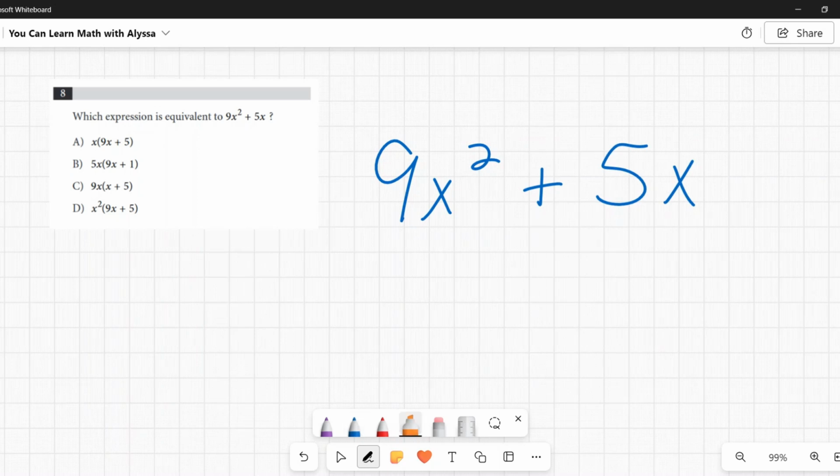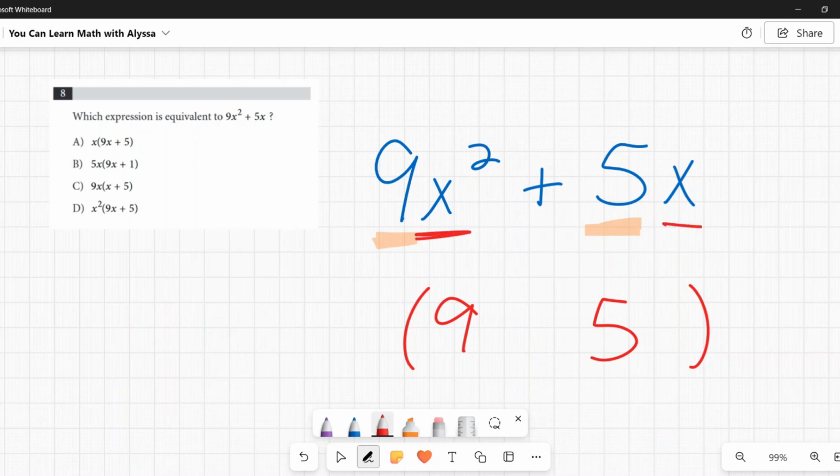First, let's look at the numbers. We have 9 and 5. Is there any number besides 1 that goes into both of those evenly? No, there isn't. 9 is just 1 times 9 or 3 times 3, so 3 and 9 go into it. And then 5 is just 1 times 5. So there is no common factor that goes into both of them. So whatever we pull out, the 9 and the 5 are staying behind. We can't pull out a number.